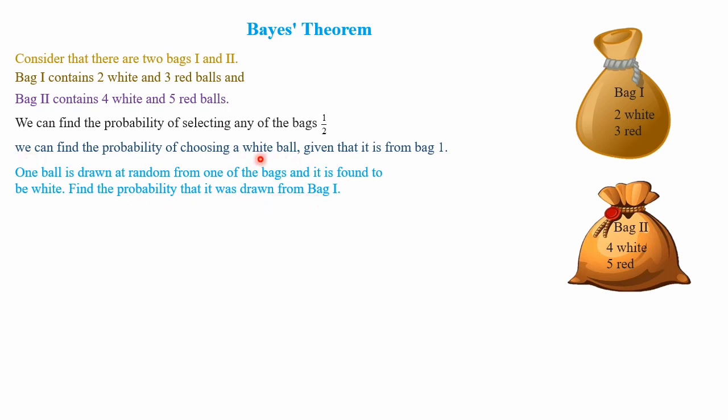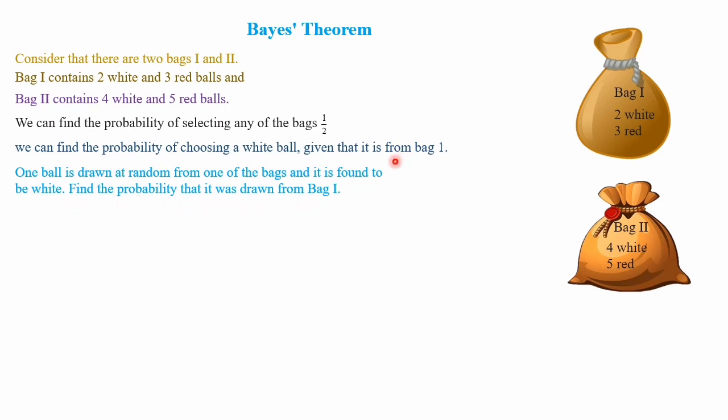In the previous case, we can find the probability of choosing a white ball given that the condition has already happened: it is from bag 1. You have selected the bag already, and from that bag, what is the probability of choosing a white ball? That is the conditional probability we have learned. And here the new scenario is, you are choosing a ball at random from any one of the bags, and after choosing, when you check the ball, it is a white ball. And we are asked to find the probability that it was from bag 1.